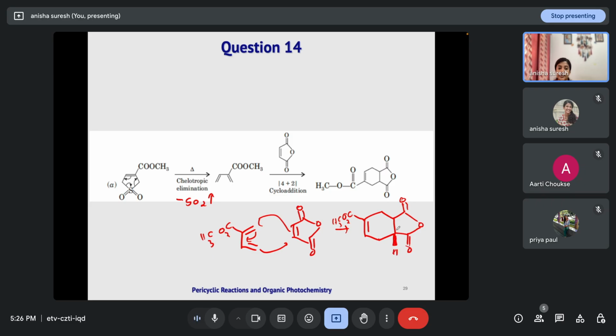So here the stereochemistry of the hydrogens will be above the plane and this will be below the plane. So this is how the reaction is taking place. First we have to eliminate one molecule of SO2 so as to generate the diene. This is the key step, followed by a 4 plus 2 cycloaddition reaction resulting in the formation of the final product. Clear?